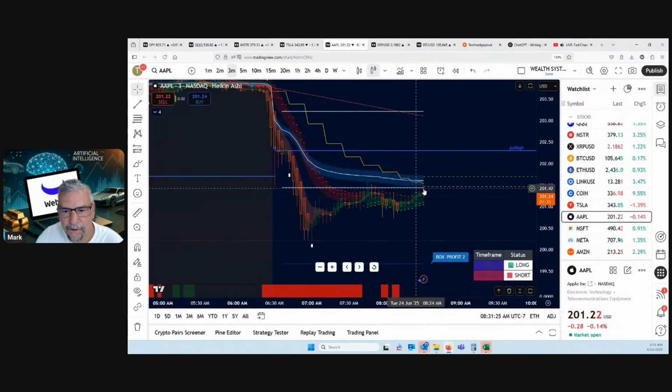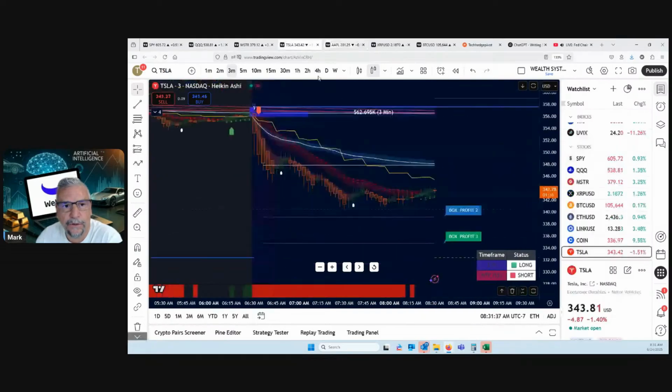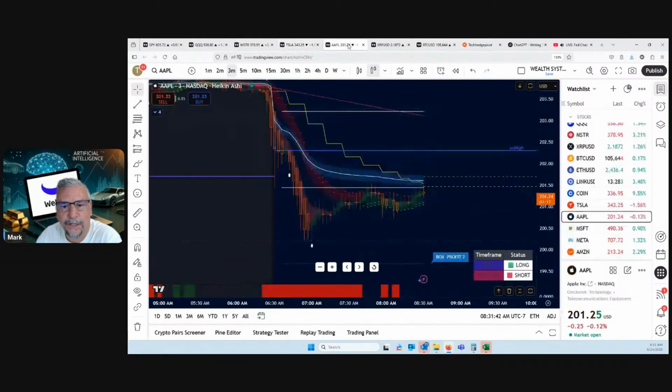So there we go. Very strong retest of the opening low. So if we can break through this, Apple's going to have a nice run all the way back probably to 203. That'd be nice. I'm waiting for that one too. So I'm taking a look at Apple and Tesla, waiting for them to reverse and come back.